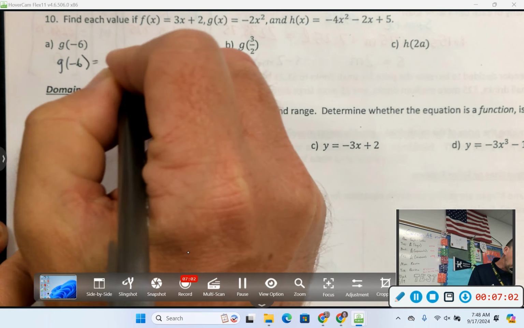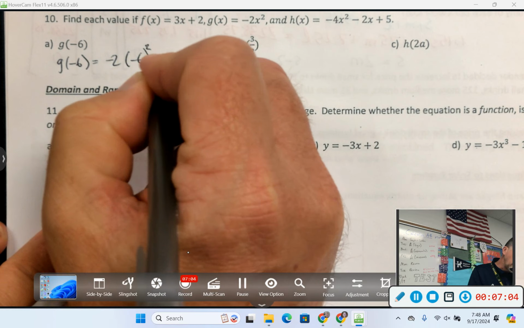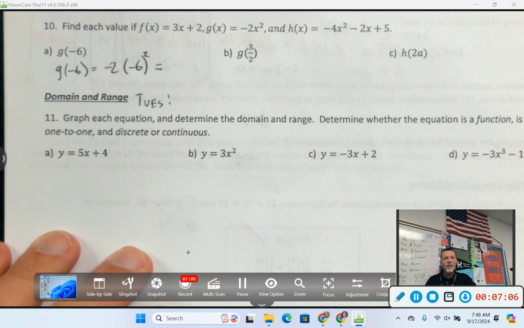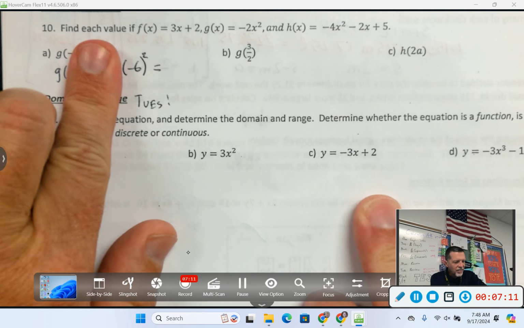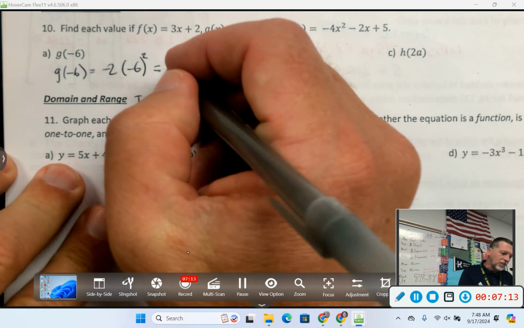How many times are we going to ask you to square a negative and then multiply by a negative and see who can get the sign correct? Negative 72. Because the square of negative 6 is 36, times negative 2 is negative 72.